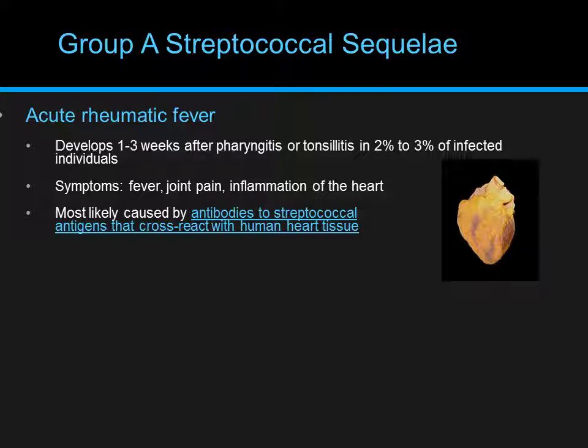This is thought to be caused by immune response to streptococcal antigens that cross-react with human heart tissue. So in other words, the infection has gone on for a while, and so a really strong high titer antibody response has been generated, and unfortunately, those antibodies are able to cross-react with heart tissue.